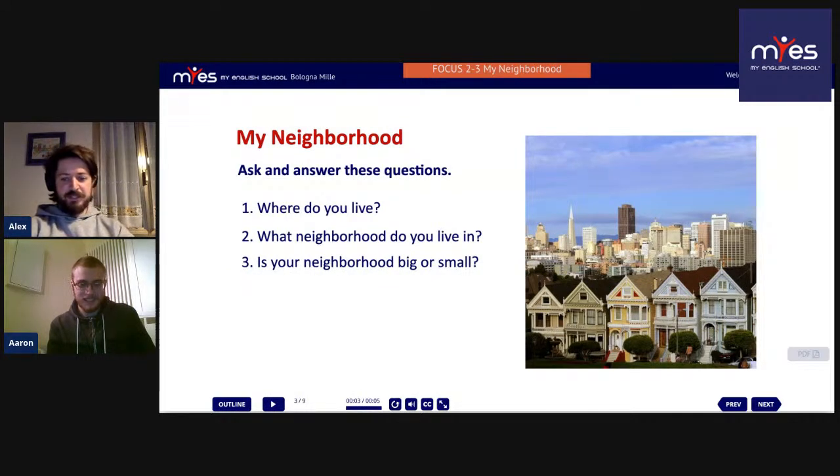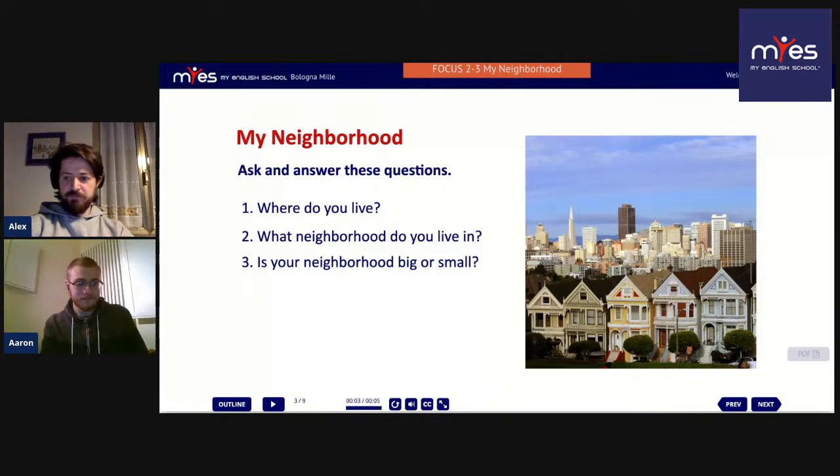Is your neighborhood big or small? That's a good question. My neighborhood is quite big. I'm in the center. I'm in the historic center of Bologna, so it's very big. I think my neighborhood is big as well because it's outside, but it contains a lot of things. How about you, Daniela and Matteo? How big is your neighborhood? Is it big or small?